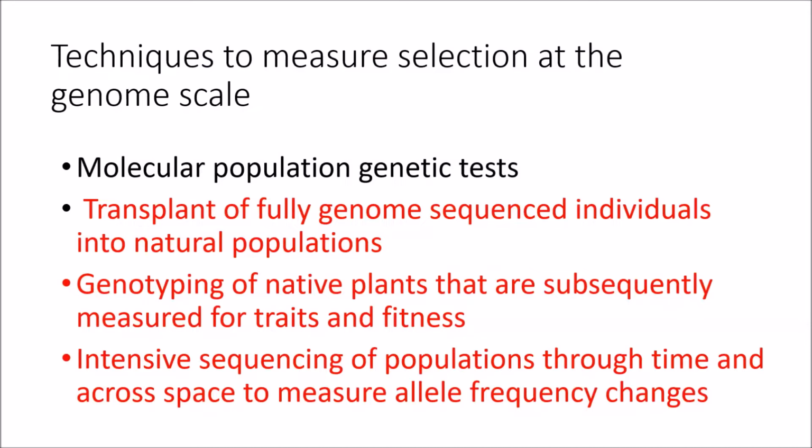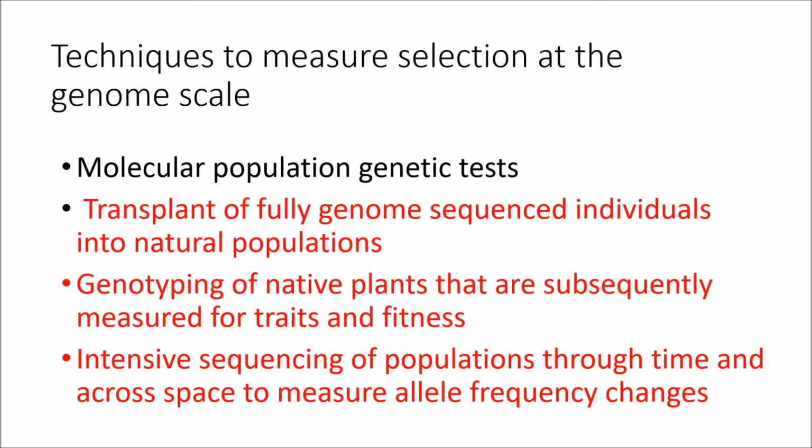But what I want to talk about is a more direct, ecological timescale methodology related to looking at the relationship between individuals and lifetime reproductive success, and both the phenotypes and genotypes of those individuals. I'll contrast three complementary methods. The first looks at transplant of fully genome sequenced individuals into natural populations, followed by following those individuals, looking at the development of their phenotypes and their estimates of lifetime reproductive success to directly link genotype to fitness.